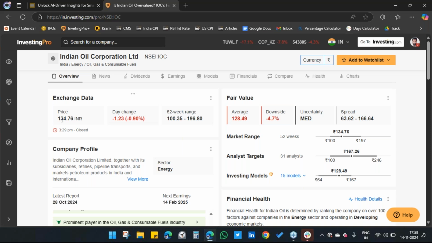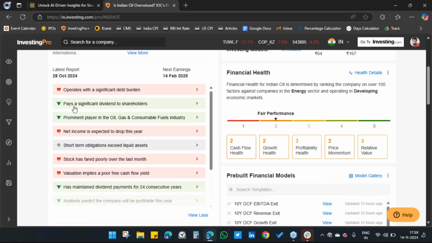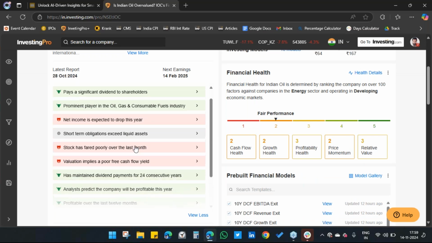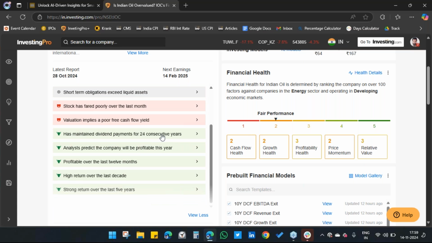I mean, if this stock is overvalued, but if you look at the information on dividends, like the significant dividend to shareholders and 24 years of consecutive dividend history, I personally might want to consider the stock at here only because I probably might not be a value seeker. I might be more interested in dividend stocks. So, Pro Tips caters to all forms of investors, be it dividend seekers, value seekers, growth oriented investors.